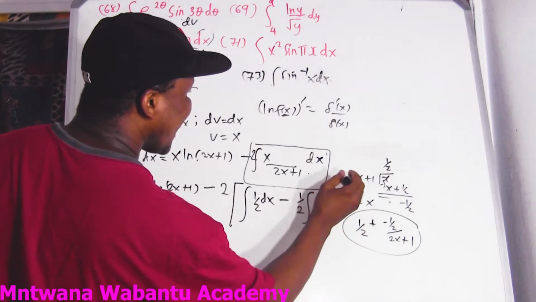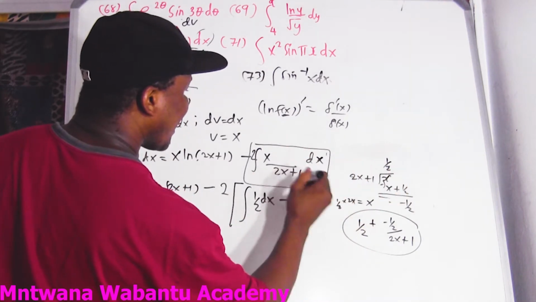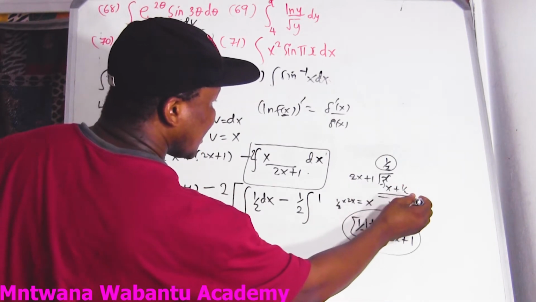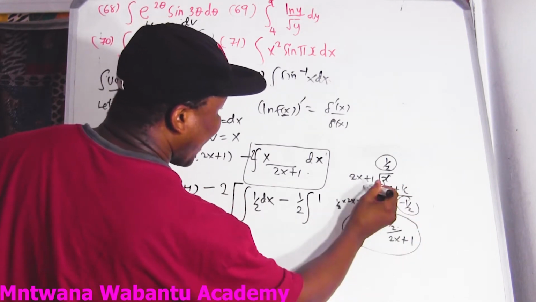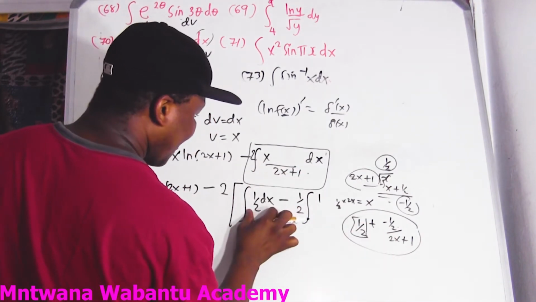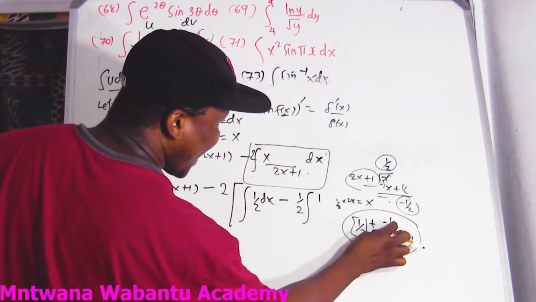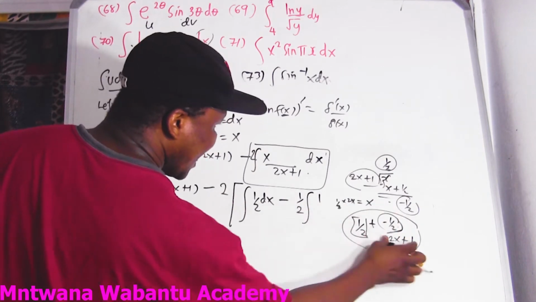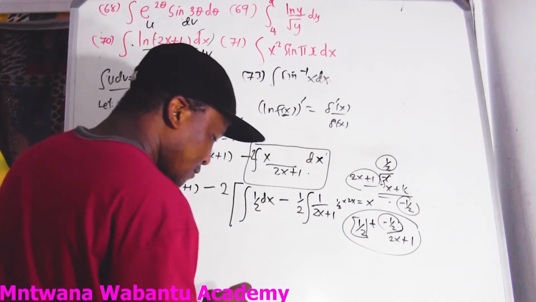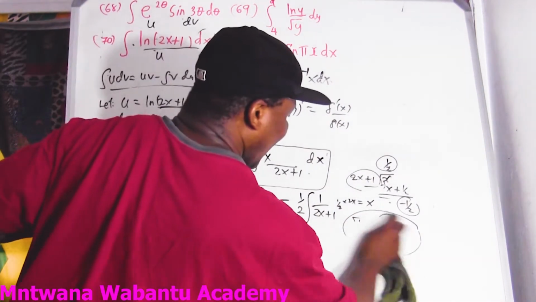Because if you take this one divided by that, we get a half, plus negative a half, which is the remainder over everything. So now replace all of these with these two: a half dx, and then negative a half times 1 over 2x plus 1. Very interesting question, this one. Plus 1. So now we don't need this.